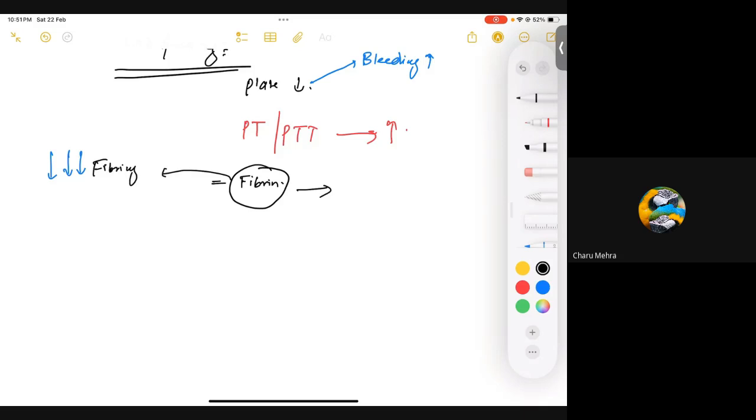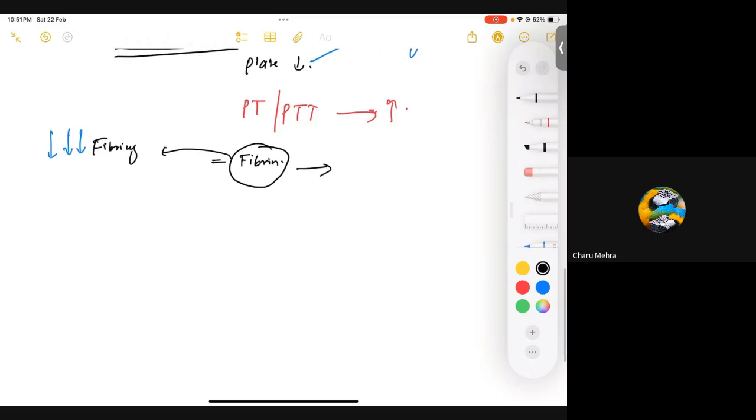Can you just tell me? Hello? Plasmin, perfect, plasmin.